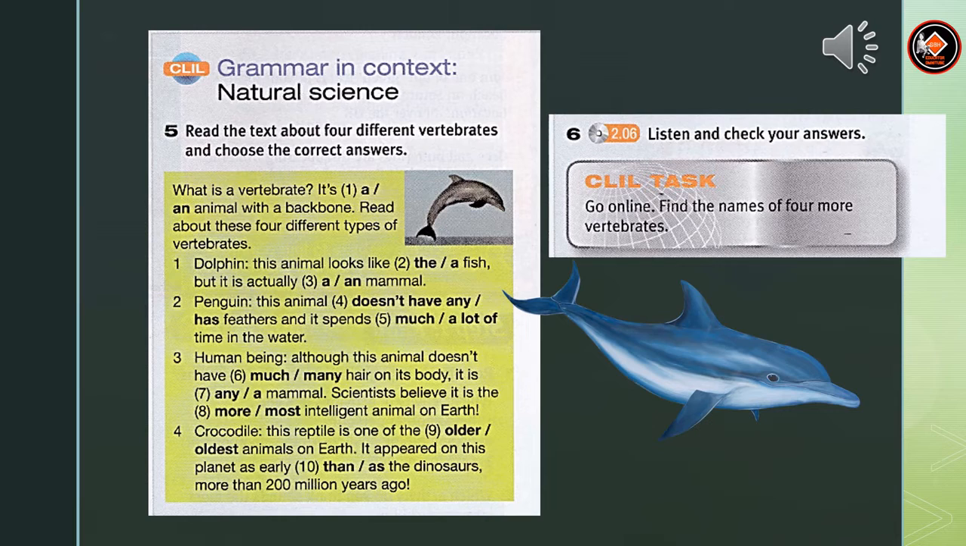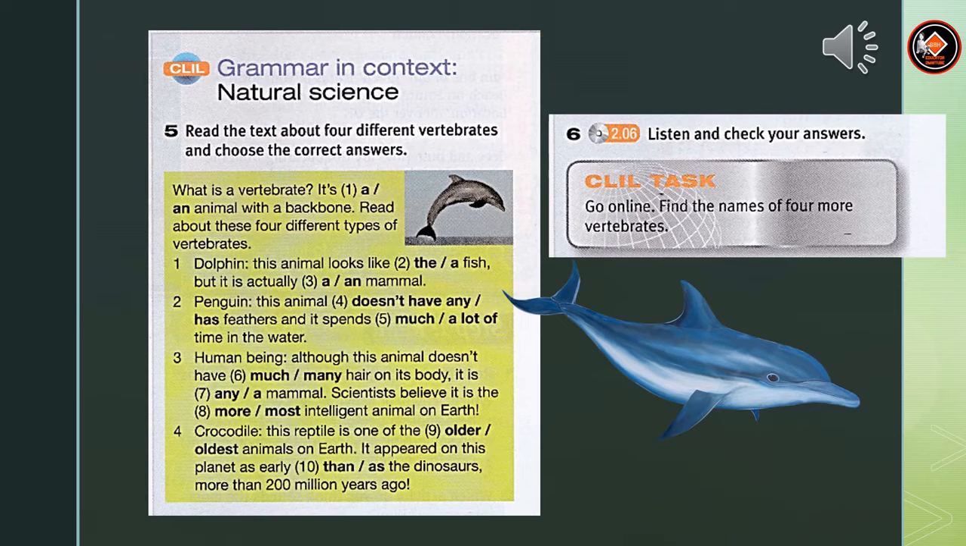Unit 4. Grammar in Context. Natural Science. Exercise 6. What is a vertebrate? It's an animal with a backbone. Read about these 4 different types of vertebrates. 1. Dolphin. This animal looks like a fish, but it is actually a mammal.